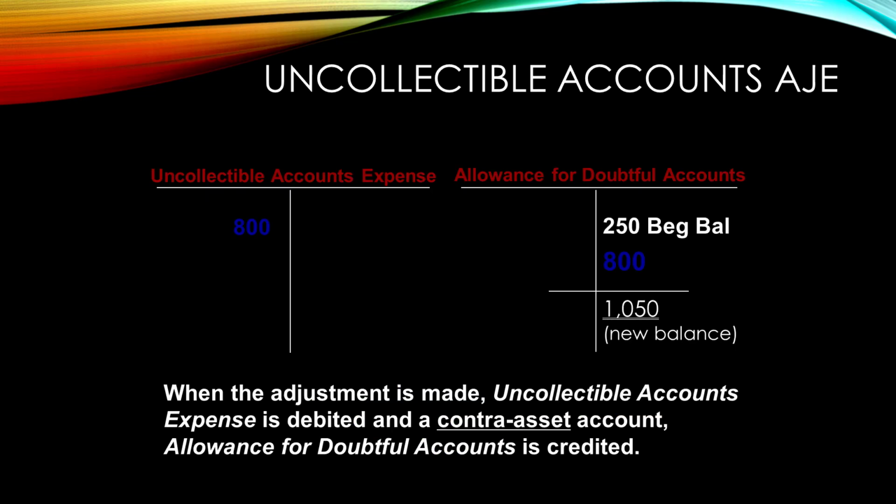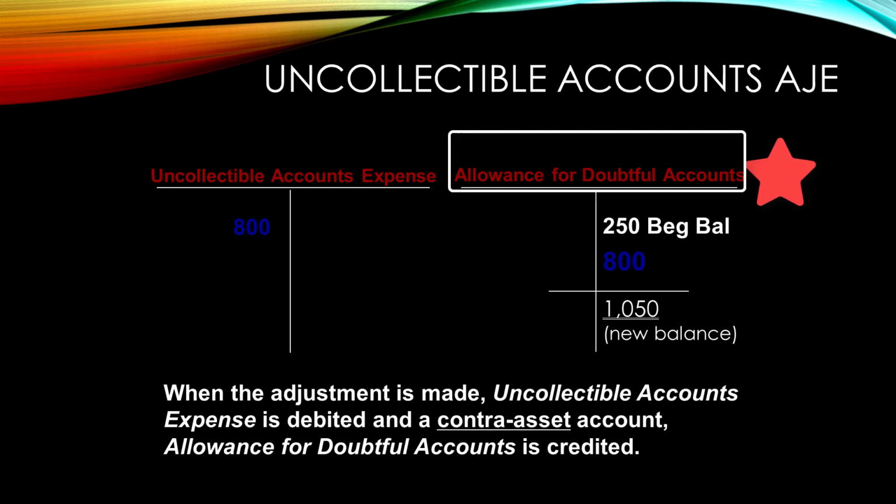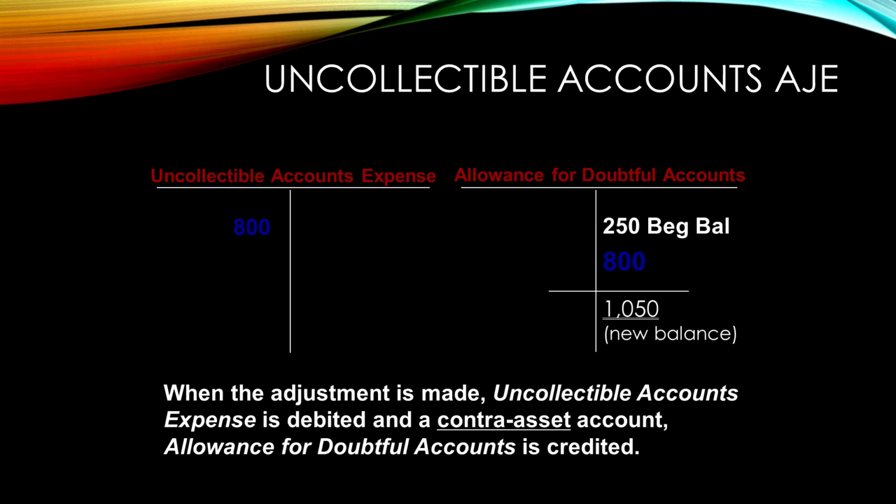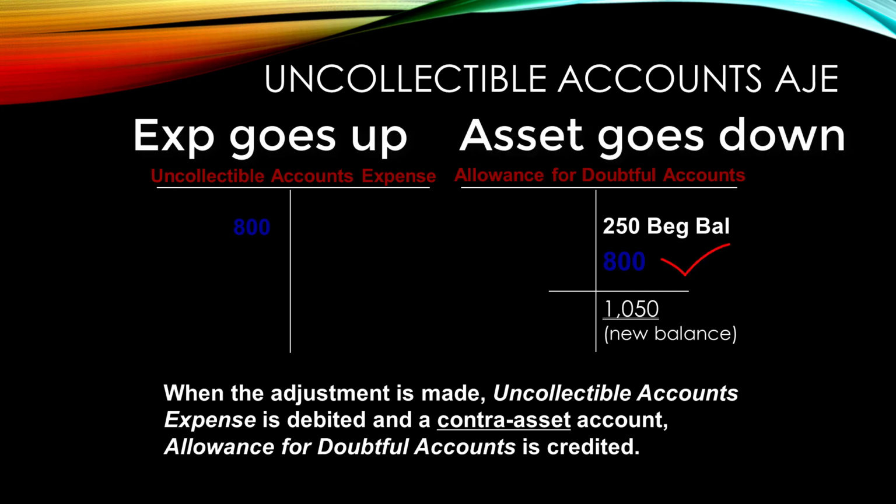0.0080 on your calculator. The entry to record the expense also includes a credit to a brand new contra asset account called allowance for doubtful accounts. Take a moment to review the journal entry because, again, it's a new one. The debit is to uncollectible accounts expense, and the credit is to allowance for doubtful accounts. Again, this is a contra asset.